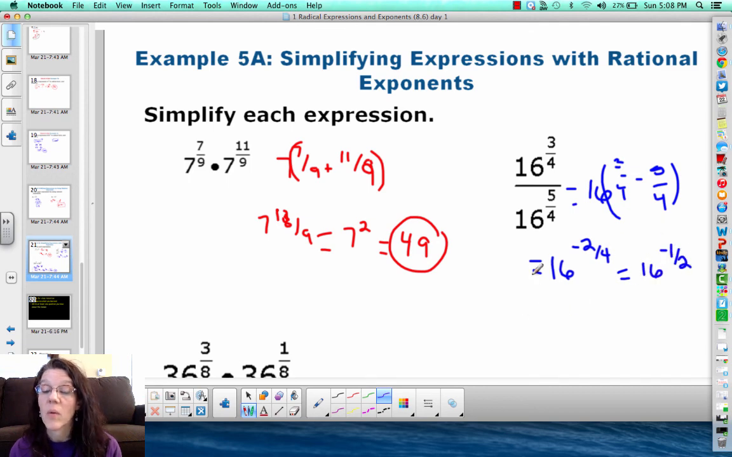Now we already talked about what 1/2 is. That's the square root of 16. But what does that negative mean for us to do? That's right, we have to put it in the denominator. So that becomes 1 over 16 to the 1/2 power, which is 1 over the square root of 16. But we know what the square root of 16 is. That's 4. So this is 1/4.